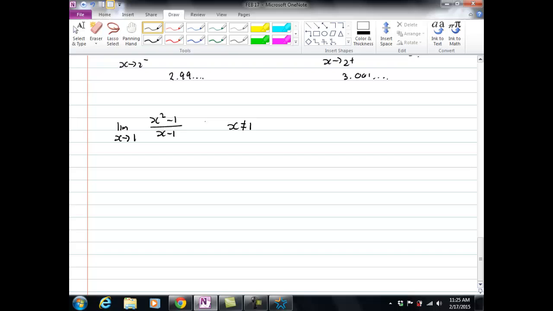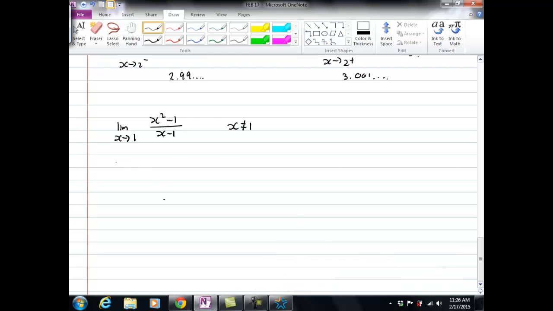Question: what if you solve the equation first? Whoa, what do you mean solve it? x squared minus 1 becomes x plus 1, x minus 1. Whoa, not yet, not yet. So, I want you to go left hand limit, right hand limit first. Go, solve it.